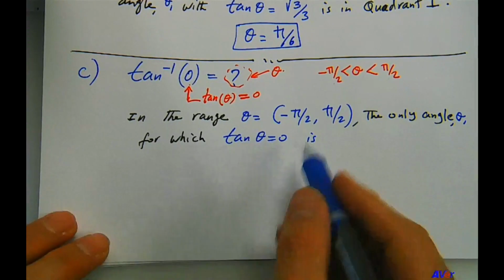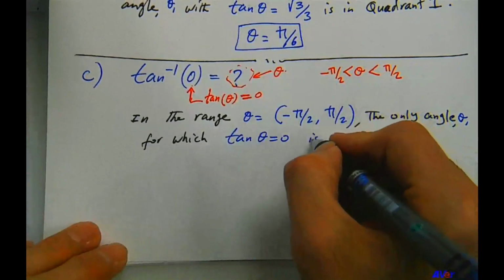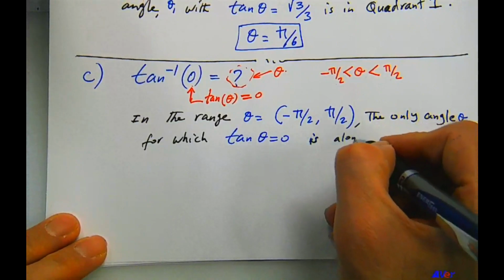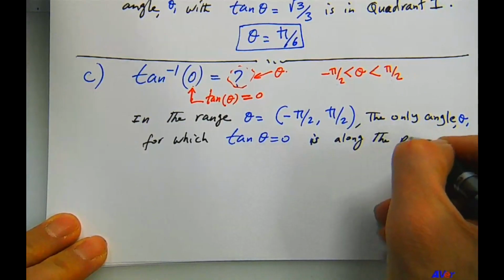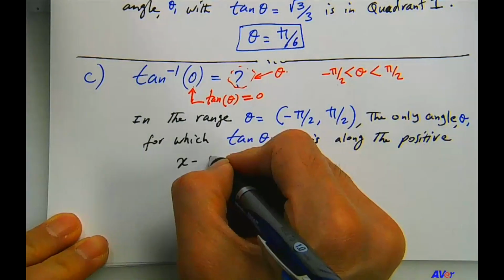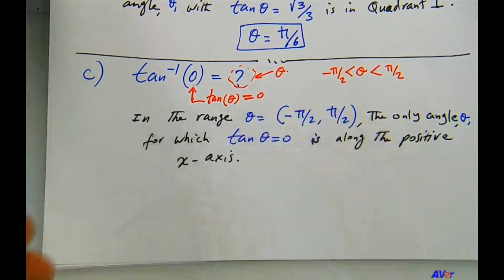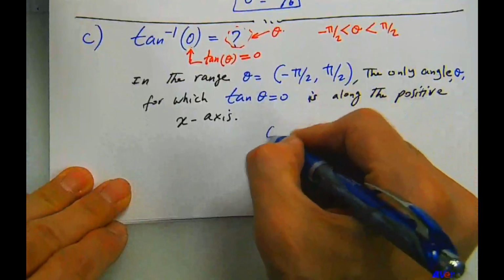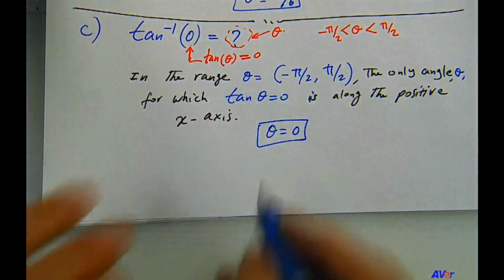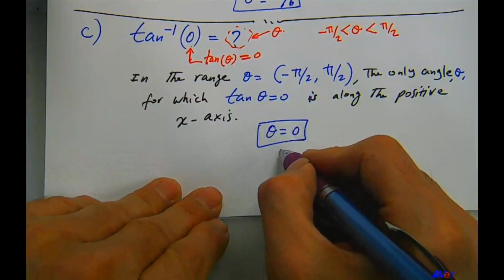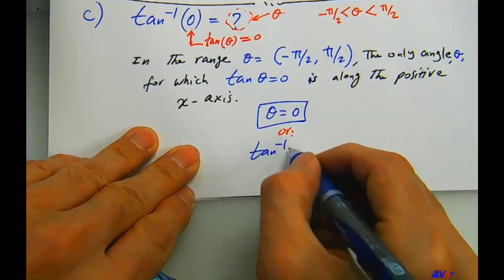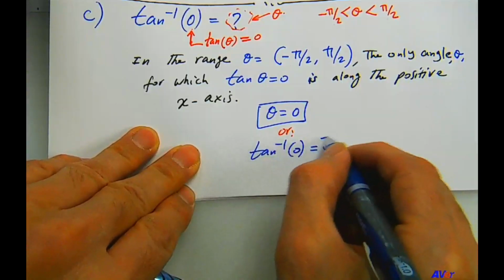So that would be along the positive x-axis. In other words, theta equals 0. Or you can give the answer like that: inverse tangent of 0 equals 0.